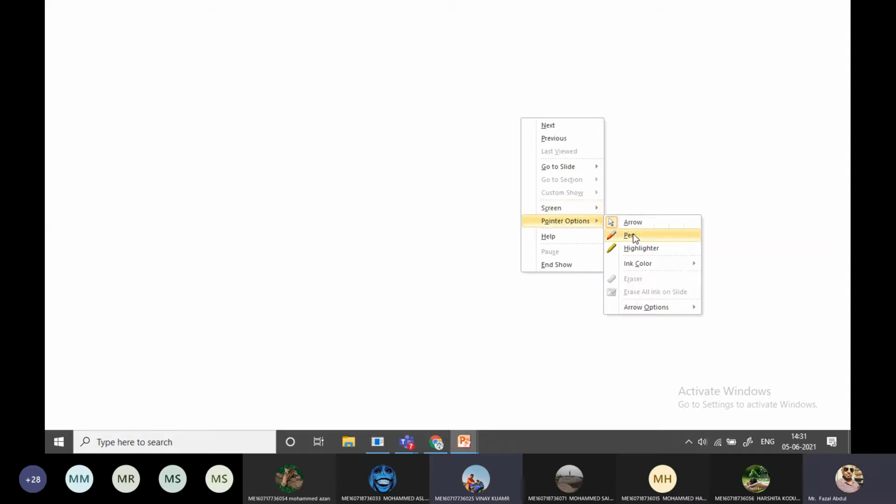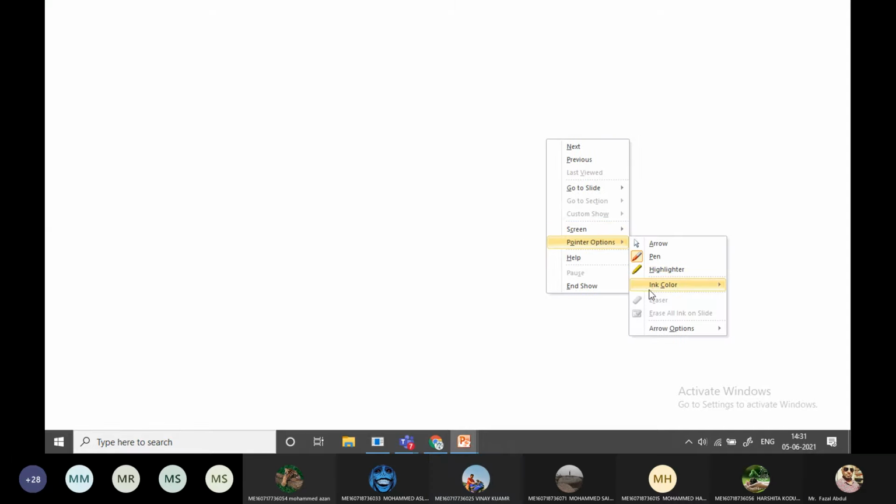358.09. Wait a minute. How much is the answer Wt? 358 newtons. Right, this is the correct one. Is it correct? So see here, I am giving one additional 358.09.